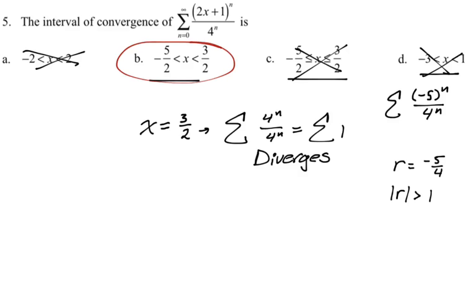If I did test negative 5/2, it would be negative 5 plus 1 is negative 4. So I have negative 4 to the n over 4 to the n. So I get the sum of negative 1 to the n, which is just going to alternate. It starts at 1, but then you subtract 1, then you add 1, then you subtract 1. It's never going to settle into a number, so it definitely diverges. But we already knew that the answer was B.